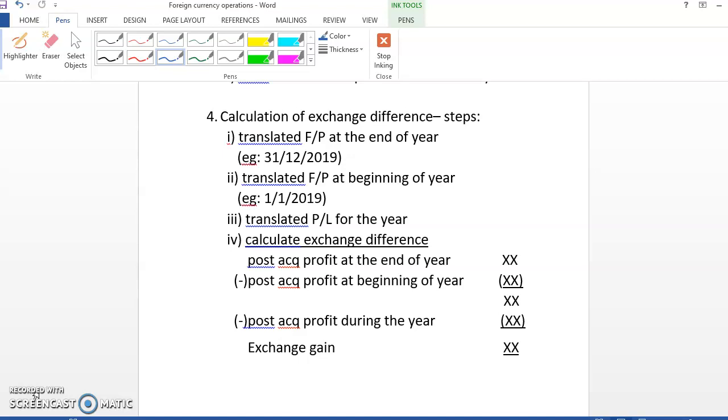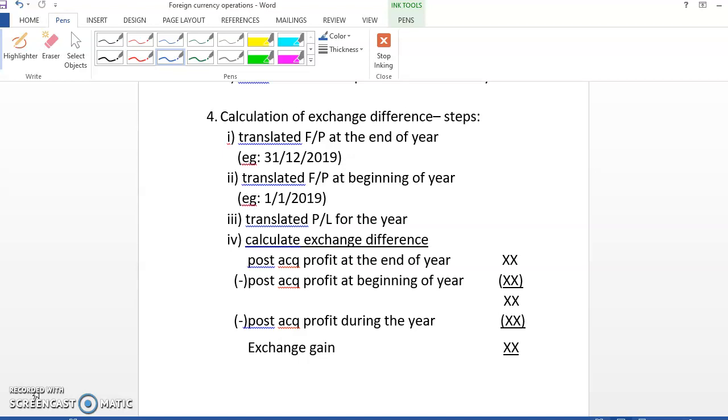For example, if the accounting period ended on 31st December 2019, we need to do the translation as at that date. Number 2, translated financial position at the beginning of the year, for example 1st January 2019, if the year ended is 31st December. And then number 3, translated P&L for the year, that is for the current year. After we do the translation, then we can calculate the exchange difference.